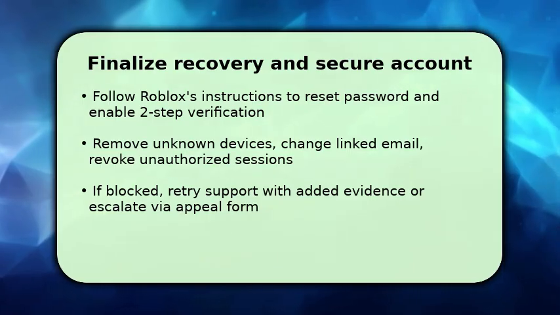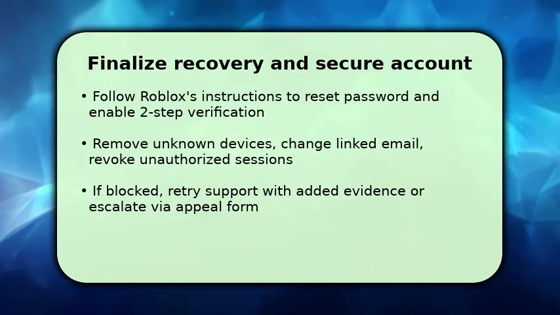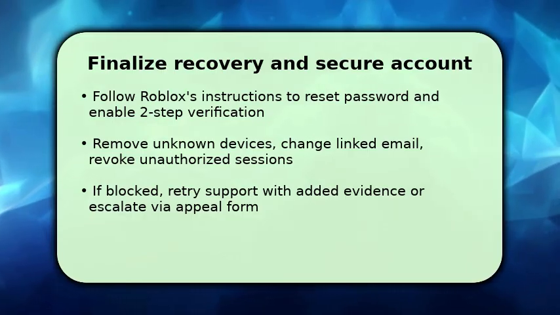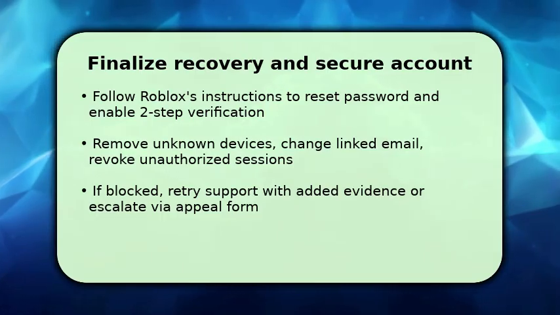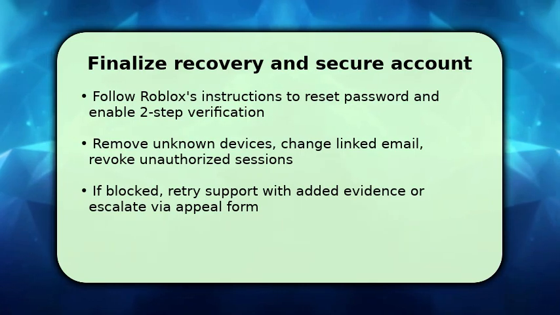If recovery stalls or you receive a denial, gather additional proof, more receipts, IP logs, or ID copies, and resubmit or escalate the appeal. One troubleshooting tip: if automated replies stall, reply with new evidence and request manual review to force human attention.